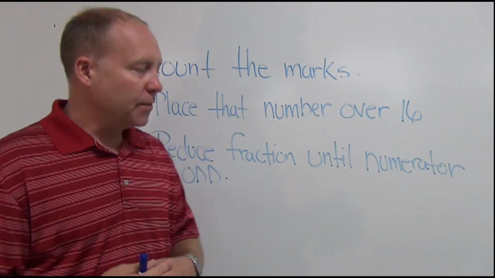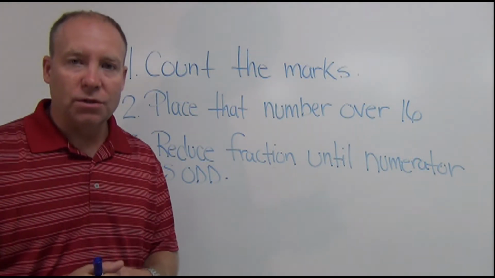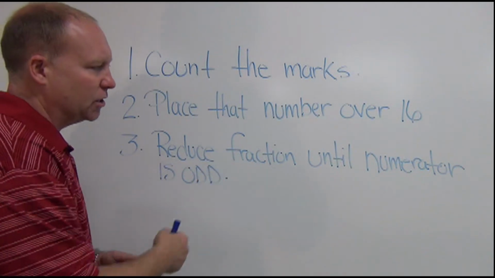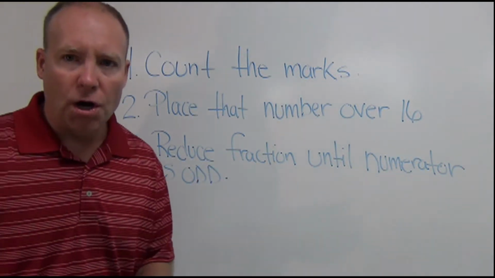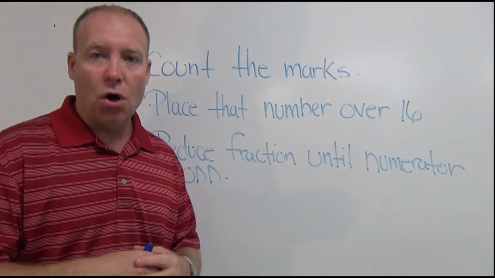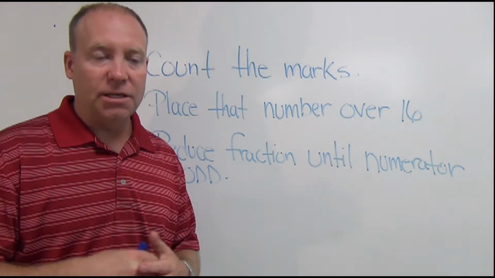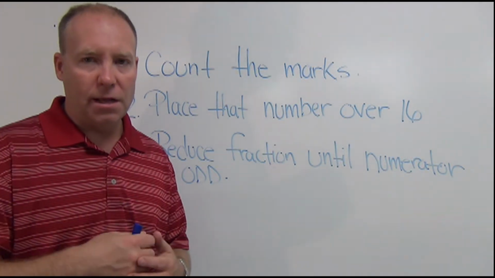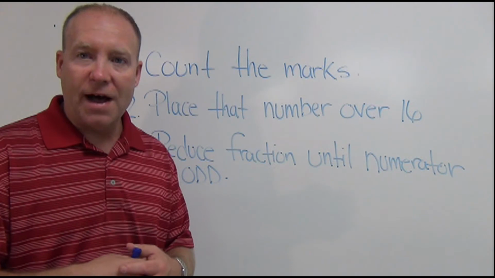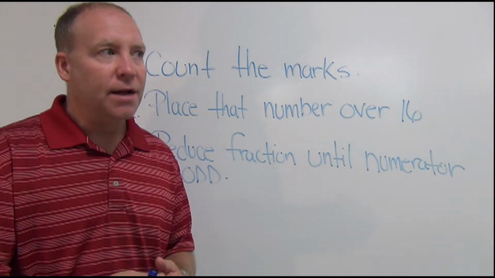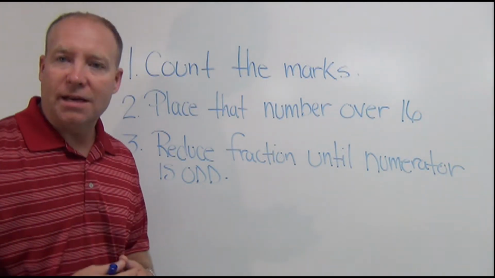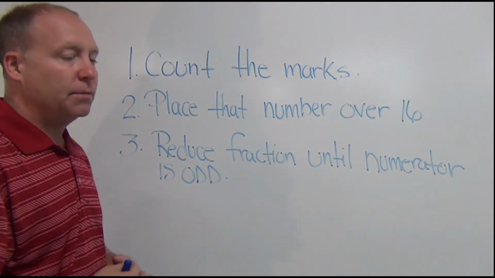If we were on the 32nd scale, then of course we would use 32 as our denominator. Okay? Step 3 is the part where students sometimes get a little confused. That's when you need to reduce the fraction until your numerator is odd. Every measurement within 1 inch has an odd numerator, such as 1/16, 1/8, 3/16, 1/4, 5/16, and so on all the way. So whenever you can complete these 3 steps, you can identify any mark within an inch. So let's take a look at it.